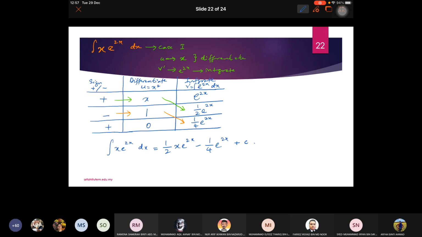Okay. Clear? Clear Miss, thank you. Oh, okay. So yang ketiga, integration of exponential pi x sin x. Yang ini yang kita akan buat table dia 3 kali sahaja. This is case 3. So, cuba buat for this one.